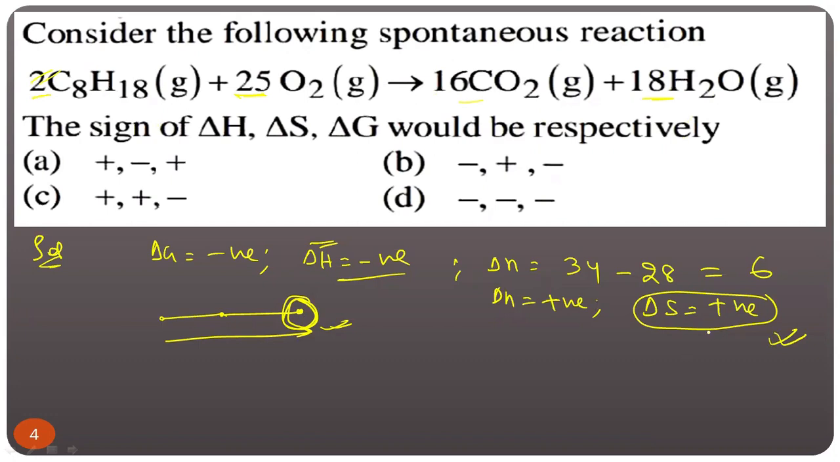So what should be the correct answer for this question? We will say for this question delta H negative, delta S positive, and delta G negative. I think B is the correct option. Delta H negative, delta S positive, delta G negative. Is it clear? Concept clear to everyone? I think completely clear. Now let's move to the next question.